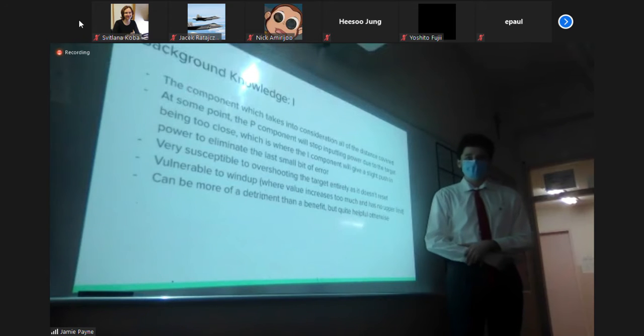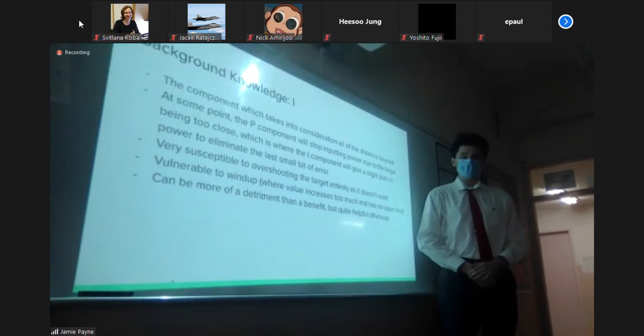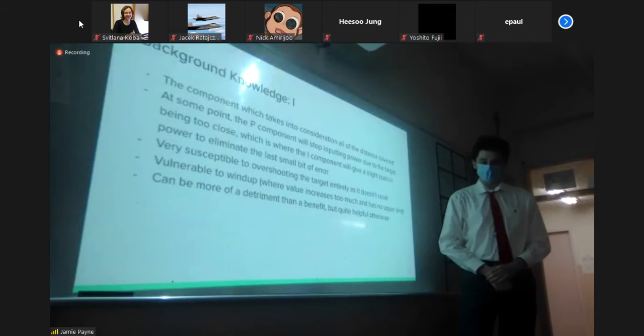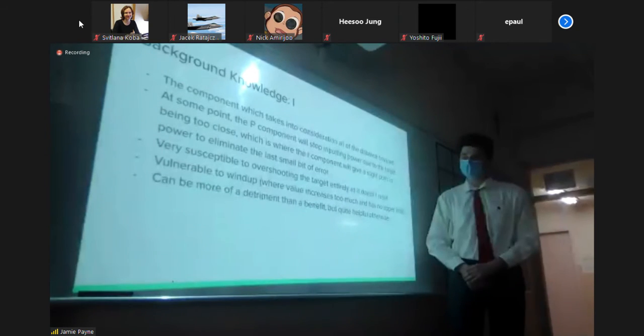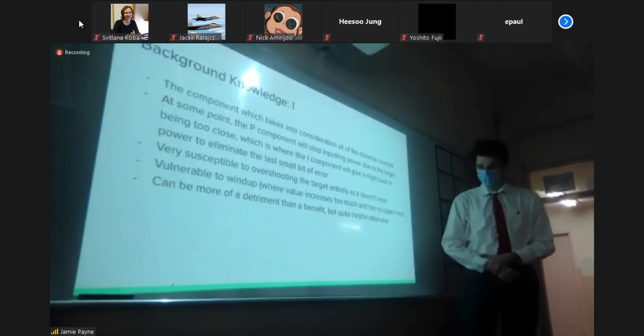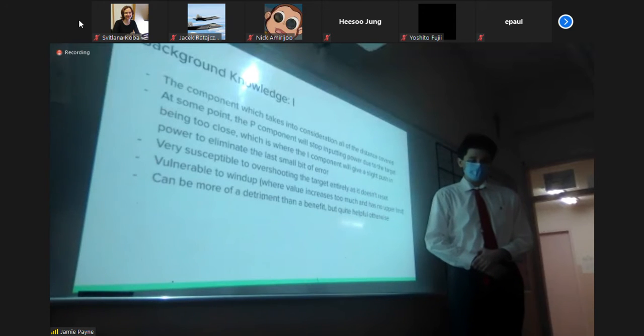However, it has some very serious detractions. One of them is that it's very susceptible to overshooting the target entirely, as it doesn't reset that easily. Another thing is that it's very vulnerable to windup. And integral windup is where the value increases way too much and has no upper limit. In these ways, it can be more of a detriment than a benefit. But like I said, there are some cases in which the derivative component is less useful than that of the integral. And in the cases where integral is more useful, it's quite helpful.